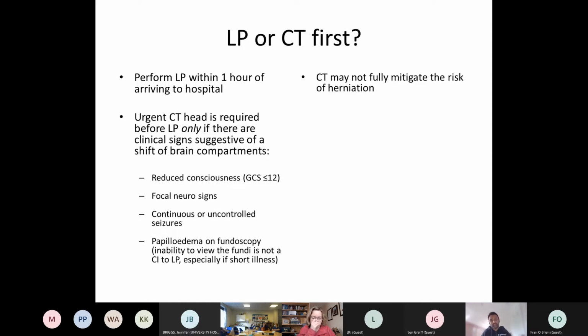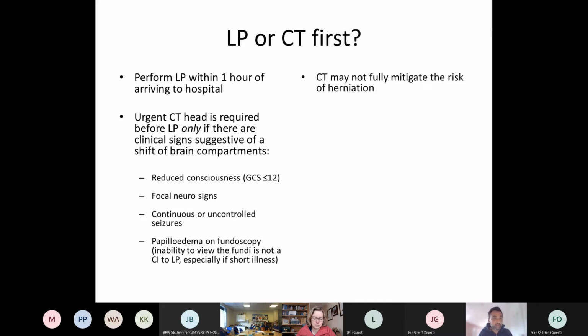I mean, in reality, I think everyone's usually very concerned and a little bit conscious about scanning. I think everyone pretty much gets a scan with a whiff of any neurological symptom. But actually, the guidelines, this is the British Infection Association and many others, suggest really that an LP should be performed within an hour of arriving to hospital if you're concerned about meningitis.